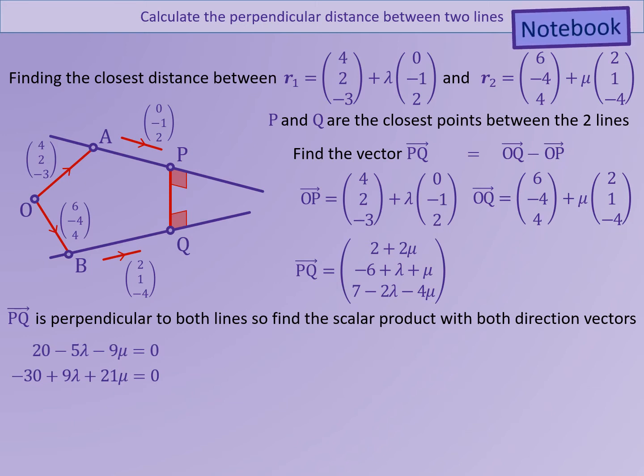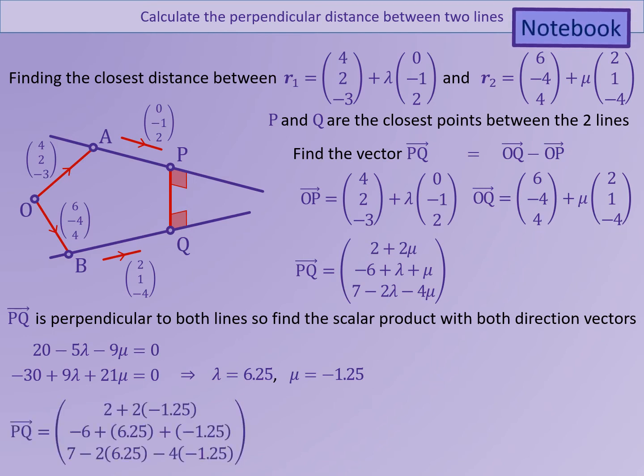So we find lambda and mu from these 2 equations. We get lambda is 6.25, mu is minus 1.25. So therefore, if we were to substitute lambda and mu both into the vector PQ, we would get that PQ is the vector minus 0.5, minus 1, minus 0.5. The magnitude of PQ, therefore, will be the distance between the two lines at their closest point.